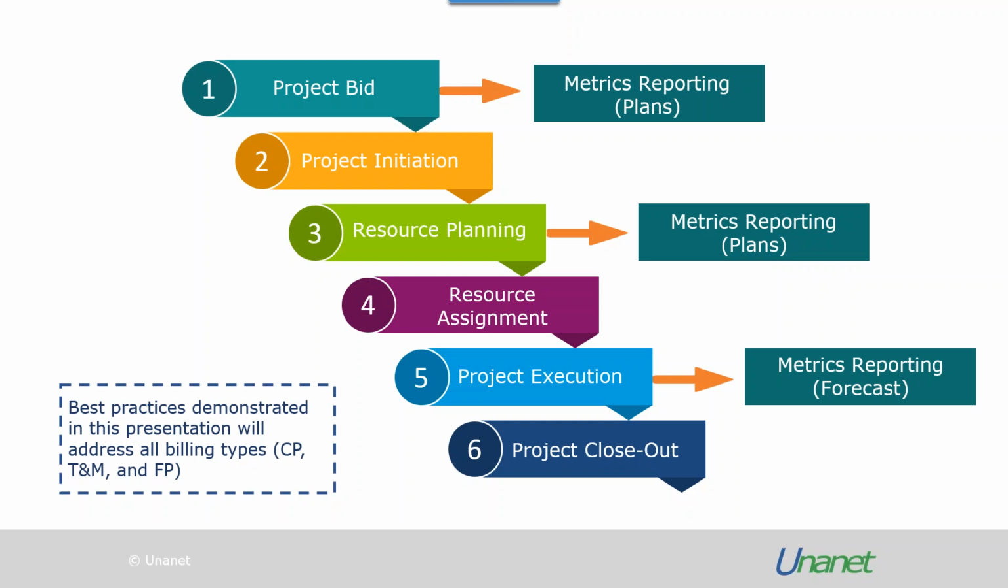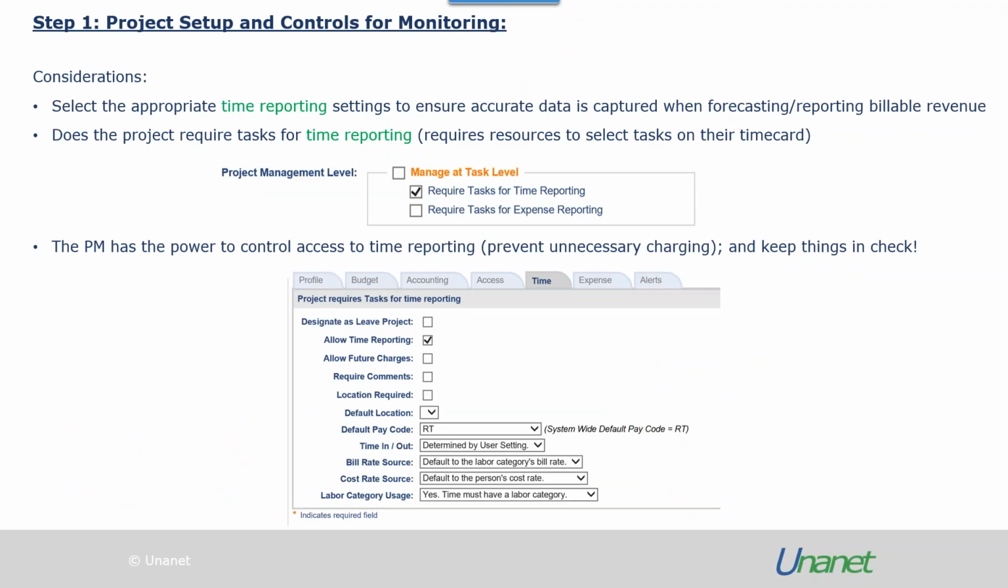So in the next slide, once a project's awarded, our first step in the company is to set the project up in Unanet. Unanet provides various controls that we put into place right from the beginning to help with project monitoring. For example, the appropriate time reporting settings must be selected to ensure accurate data is captured when we're forecasting or reporting our billable revenue. You need to consider whether the project requires tasks for time reporting.